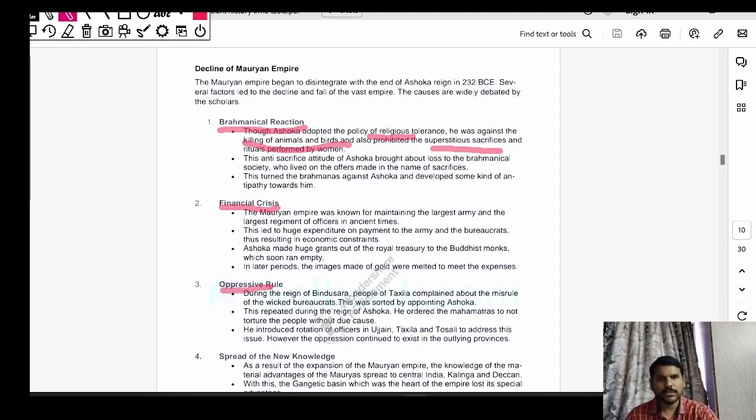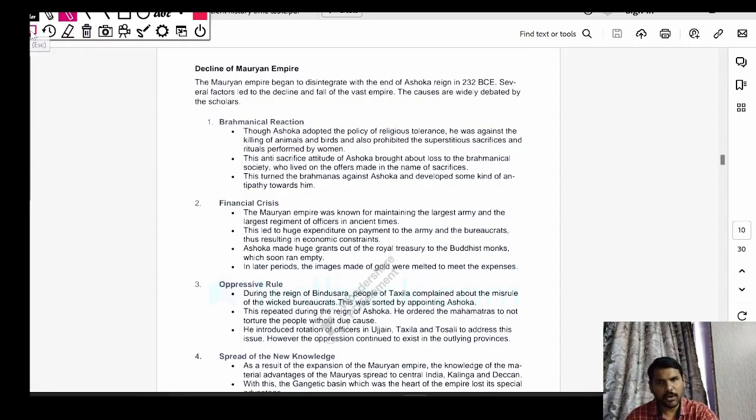And oppressive rule. During the reign of Bindusara, the people of Takshila complained about the misrule of wicked bureaucrats. Takshila is in current day Afghanistan, in that northwestern region. It's very famous for the Takshila University. Even Kautilya Chanakya was from Takshila University, and Ashoka, before becoming the emperor, worked as the governor of Takshila. That's also very important. Fine. So this was sorted by appointing Ashoka, but even after Ashoka was appointed, it continued. So that is one reason.